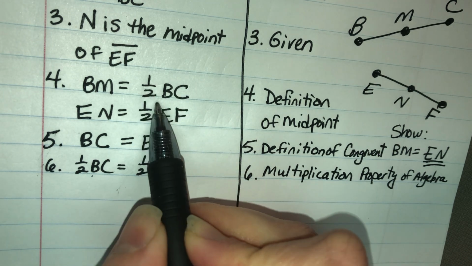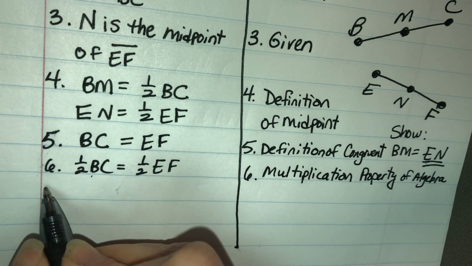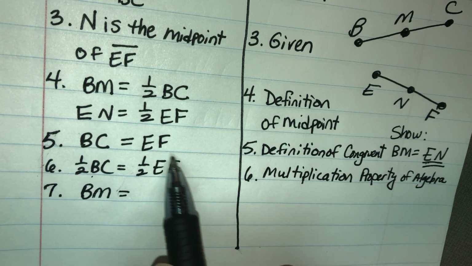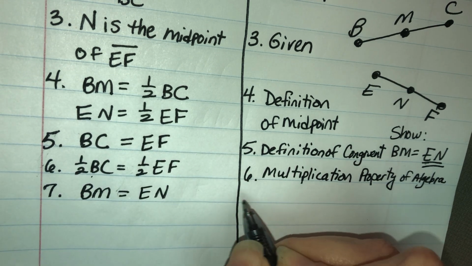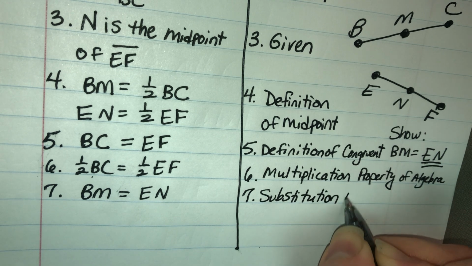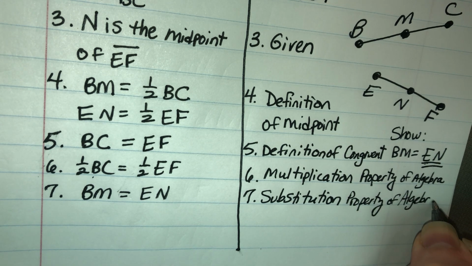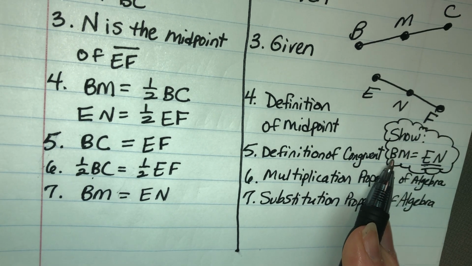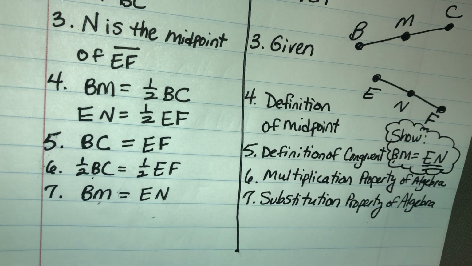Well, up here I said 1/2 BC was equal to BM. Could I take out this 1/2 BC and replace it with a BM? Sure I could, by the substitution property of algebra. Could I also take out this 1/2 EF and replace it with an EN? Sure I could. Substitution property of algebra. Okay, and notice, this was what I was trying to show. The distance from point B to M is equal to the distance from point E to N, and that's what I have just shown. So I have finished this proof.